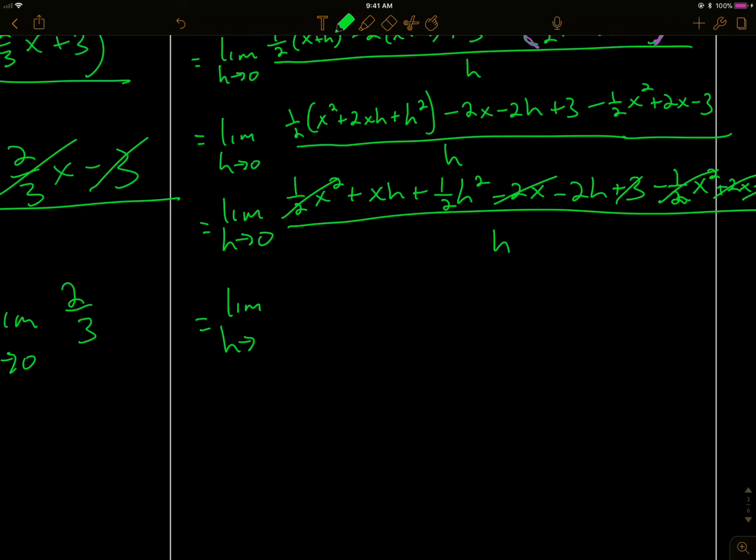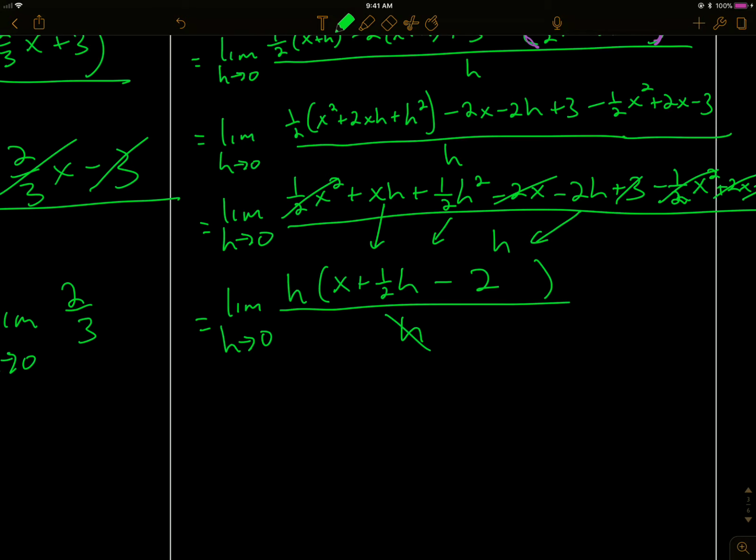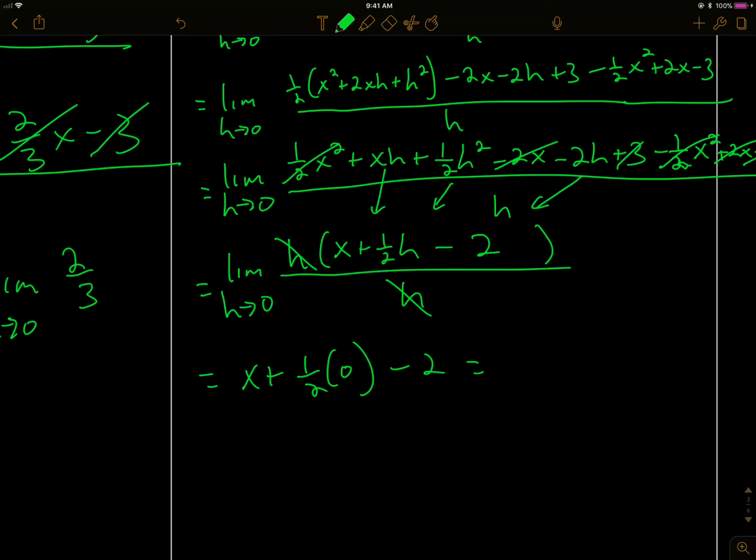When I write this step, I'm also going to factor out the h. So the xh becomes just an x. The 1/2 h squared becomes just 1/2 h as I take an h out of each part. The minus 2h becomes a minus 2 all over h. I can cross off the problem. I can then do direct substitution in for h, so I don't need to write limit anymore because I'm plugging in 0 for h. And I end up getting x minus 2. So the derivative is x minus 2.